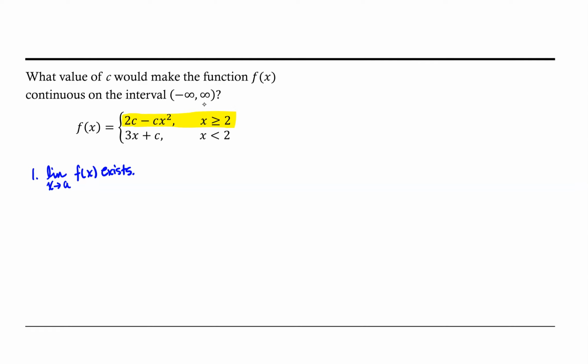If I look at the portion of the function that is designated for x greater than or equal to 2, I again see 2 times a constant, minus constant times x squared. So this is basically a constant minus some multiple of x squared, which is also a polynomial. So this portion of our function f of x is continuous for all x greater than or equal to 2. So then my two pieces are both continuous.